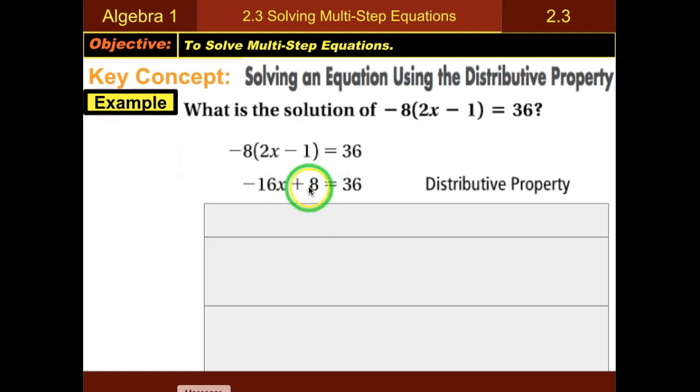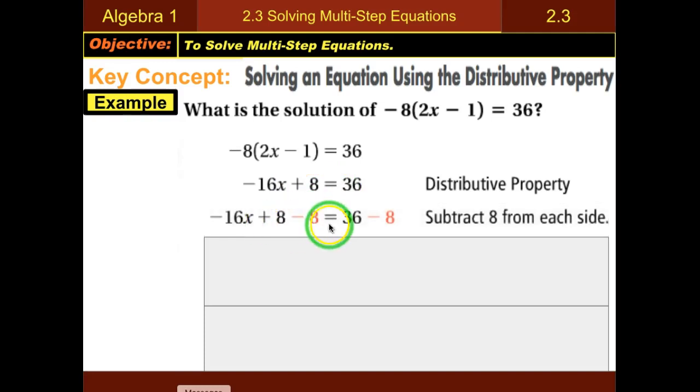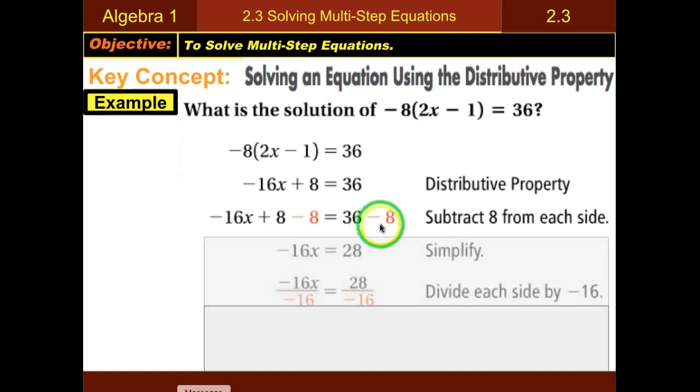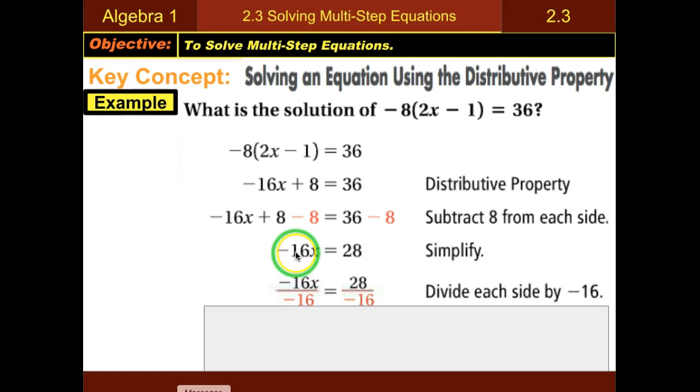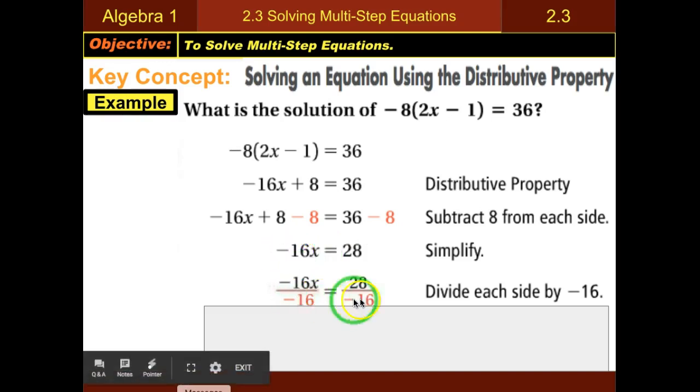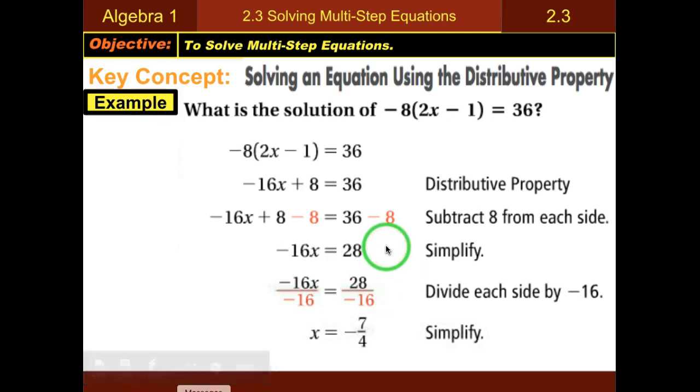Then we're going to subtract 8 from both sides. So when I subtract 8 here, I subtract it to get rid of it, to eliminate it. Here I subtract 8 to balance both sides out again. When I do that, I end up with negative 16x equals 28, and my last step would be to divide. So this is called the coefficient. The number in front of the variable is negative 16, so I divide both sides by negative 16. Now, if you got a decimal, negative 1.75, that's great.